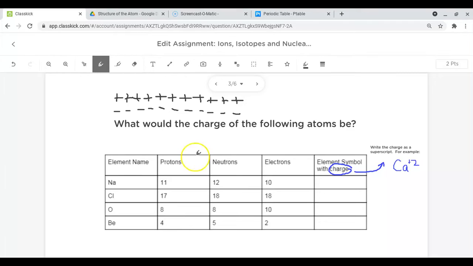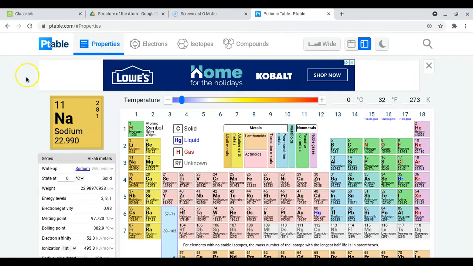This is Mr. Richmond, and for this video, I'm going to walk you through how to complete slide number 3 for your most recent ClassKick assignment on ions, isotopes, and nuclear symbols. So let's go over this first example. I have element symbol Na. That's got to be sodium, atomic number 11 on my periodic table.